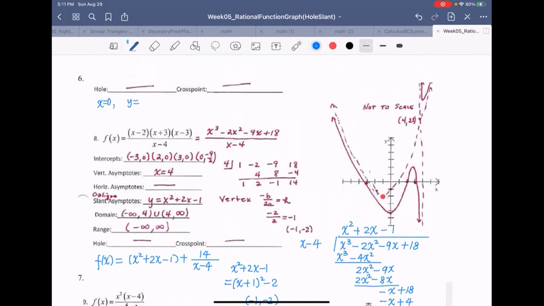Y equals -2 times 3 times -3 over -4. So this equals negative 9 over 2, so this is negative 4.5. The y-intercept is -4.5.